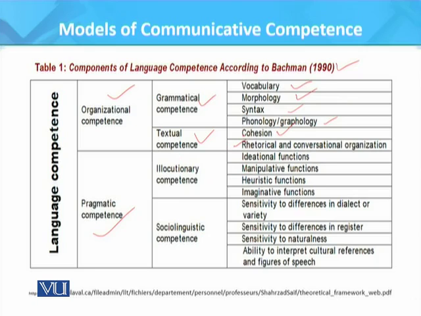Then pragmatic competence consisted of illocutionary competence and sociolinguistic competence. Illocutionary competence is further divided into ideational function, manipulative functions, heuristic functions, and imaginative functions. Sociolinguistic competence has sensitivity to differences in dialect or variety, sensitivity to differences in register, sensitivity to naturalness, and ability to interpret cultural references. This was the first model introduced by Bachman in 1990.